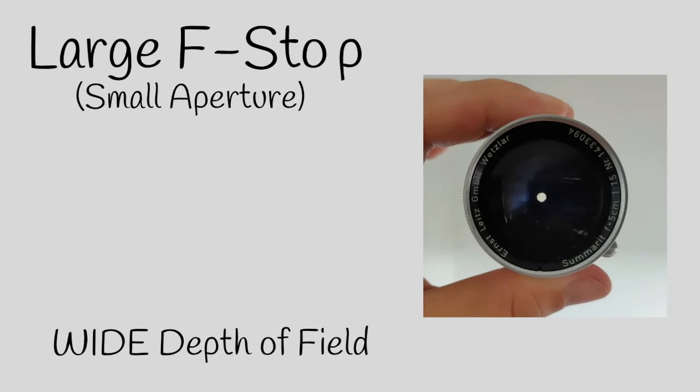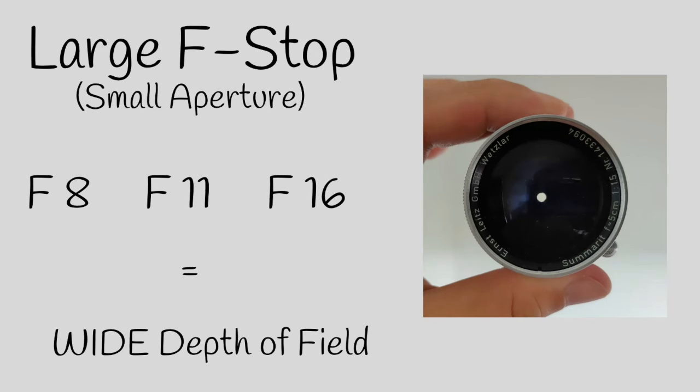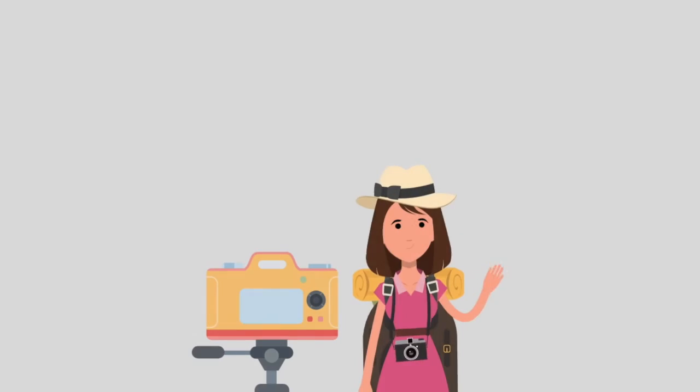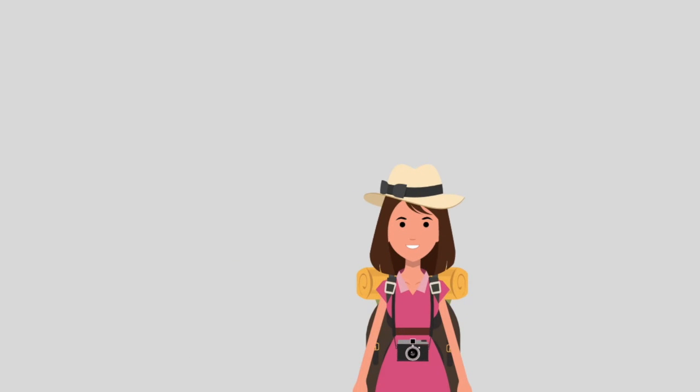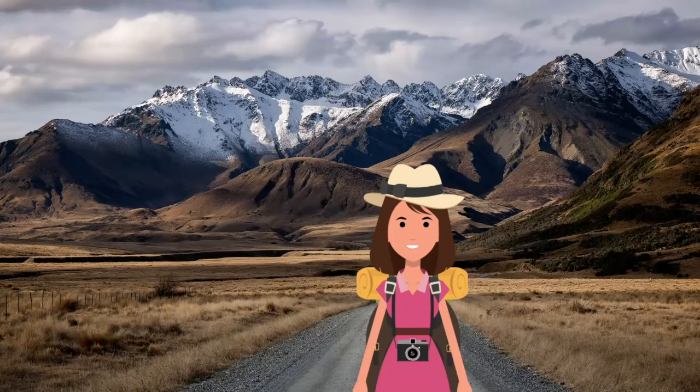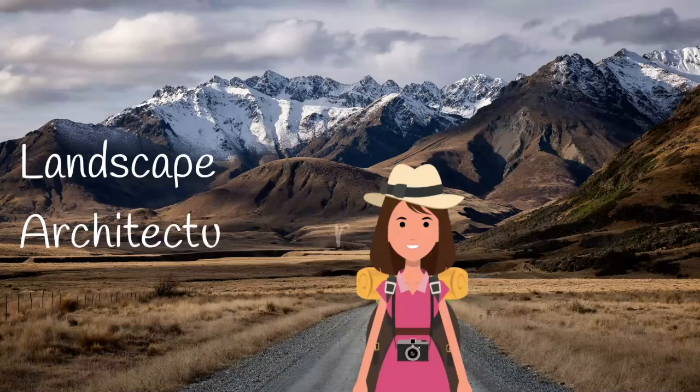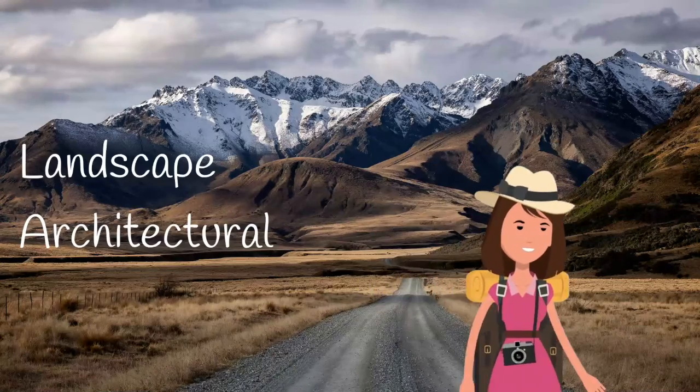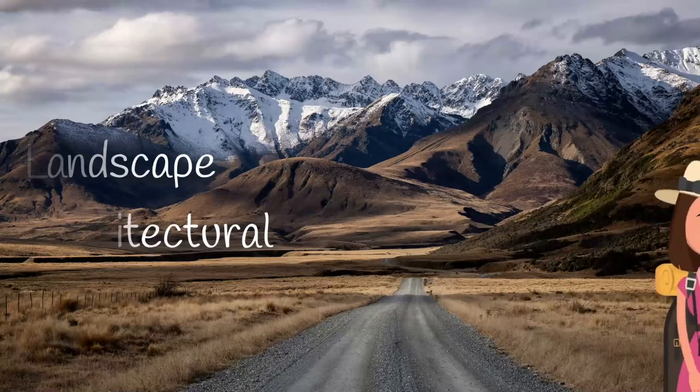On the other hand, a large f-stop number, such as f8, f11, and f16, will give you a wide depth of field. A wide depth of field means that everything from the front of the photograph all the way to the back will be in sharp focus. This would be useful in landscape or architectural photography, where you want the entire scene to be in focus.